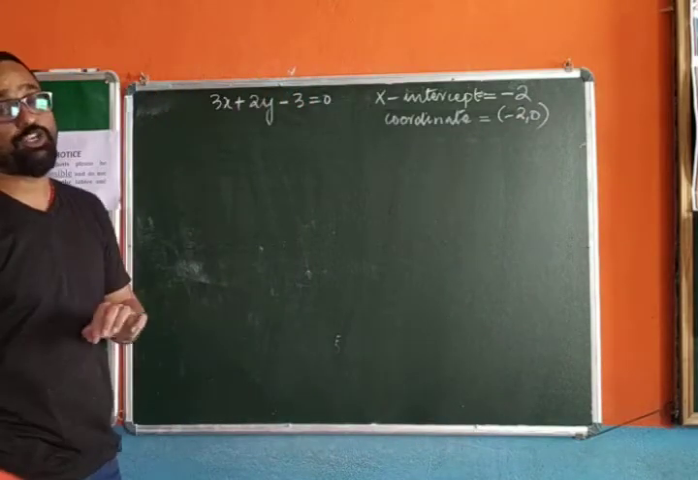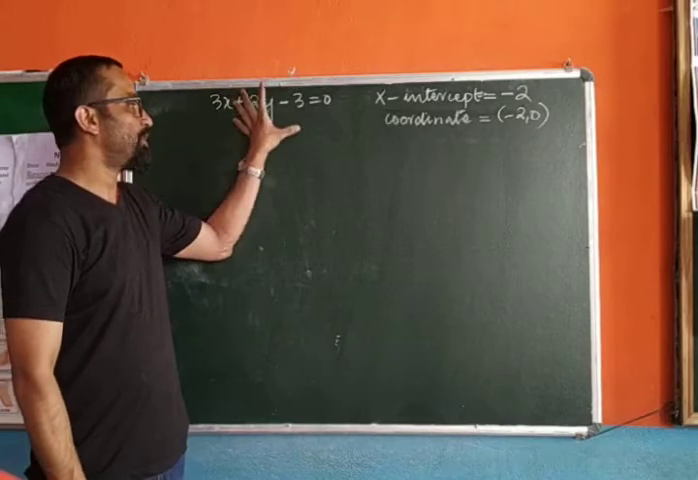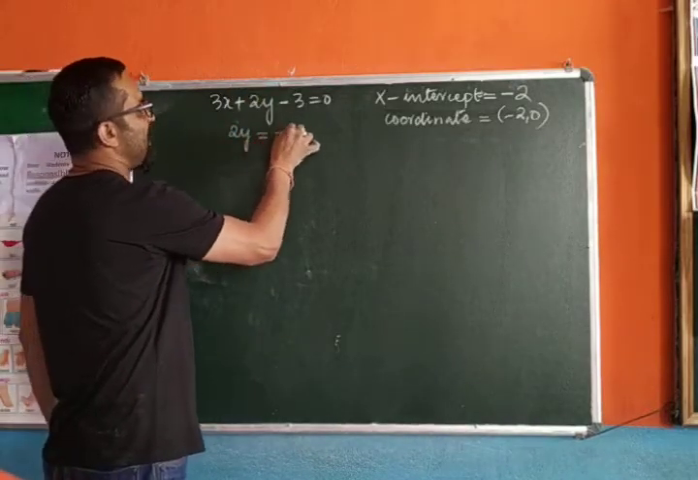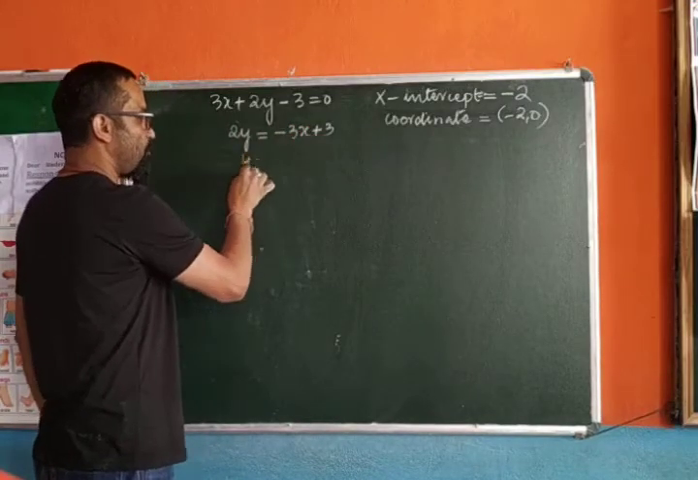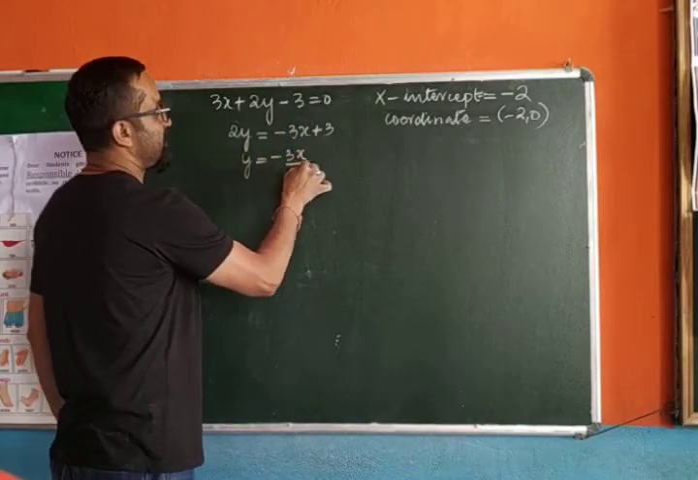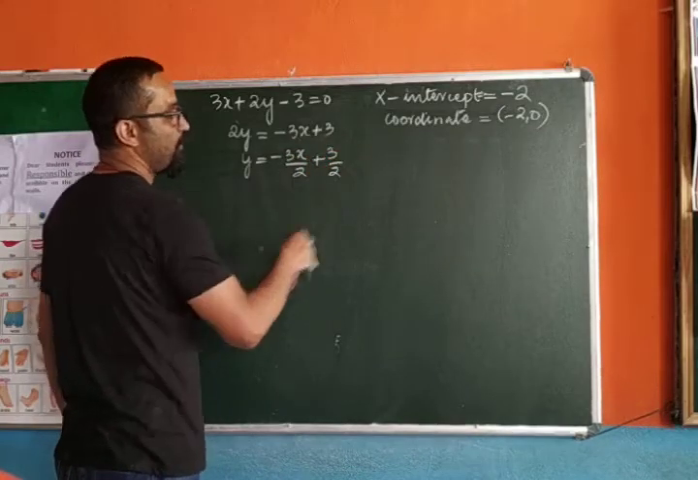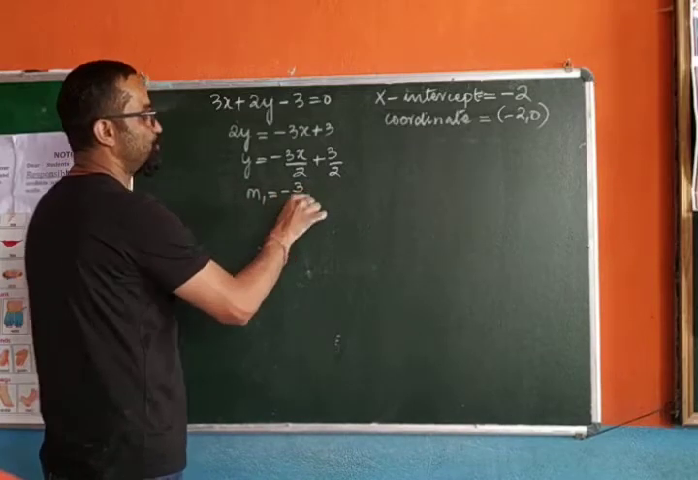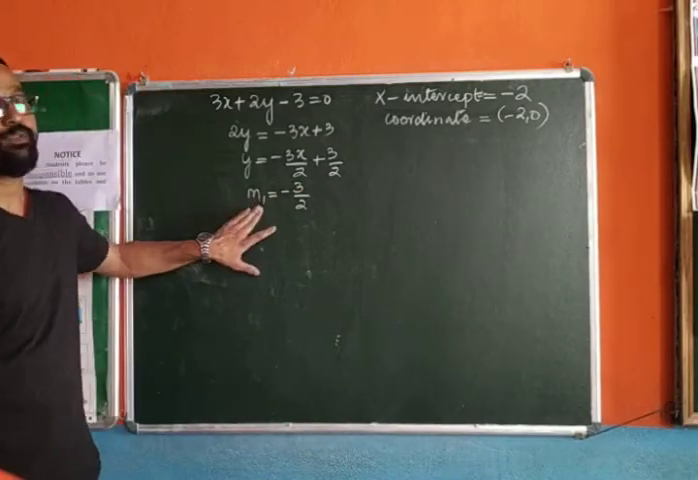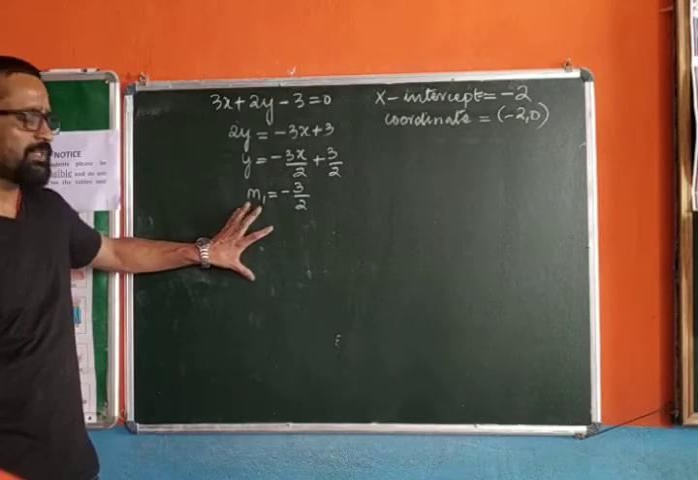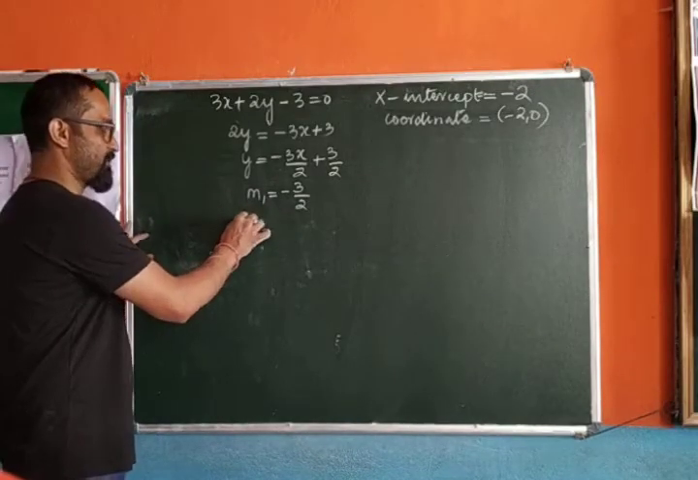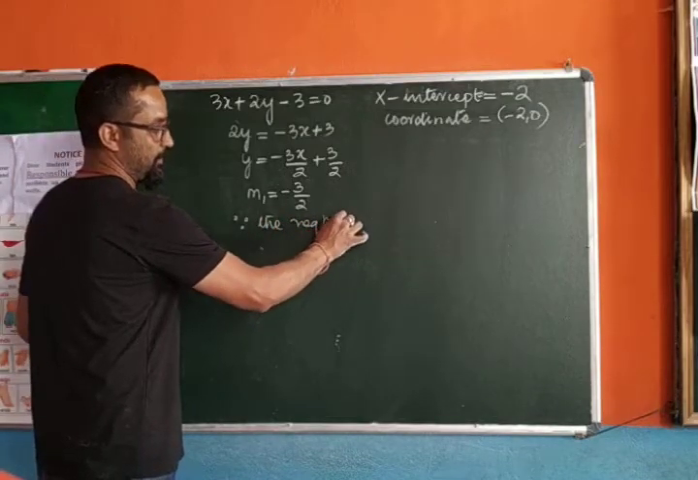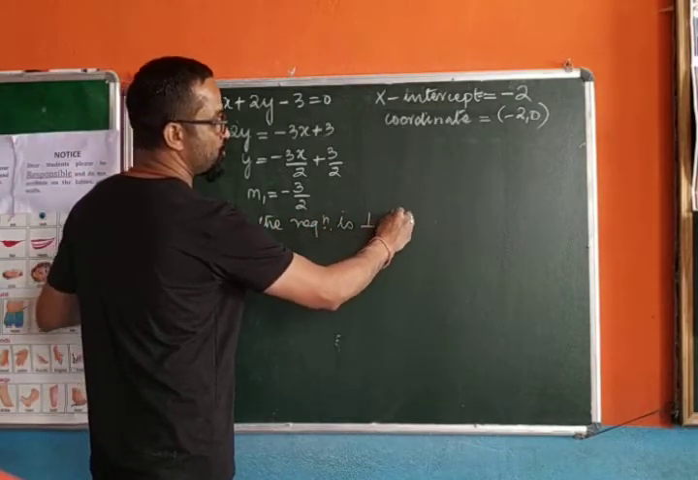You are given the equation, calculate the slope. Equation is given to find the slope. 2y is equal to minus 3x plus 3. y is equal to minus 3x divided by 2 plus 3 divided by 2. Compare it. M1 comes equal to minus 3 by 2. Do not write M. You have to write M1, since the required line is perpendicular to the given line.